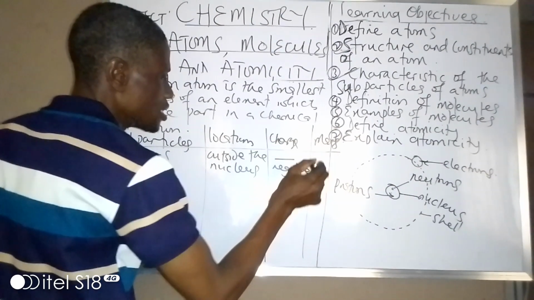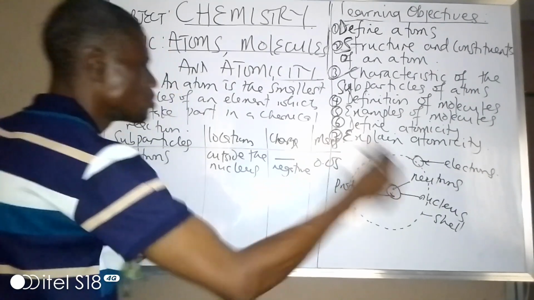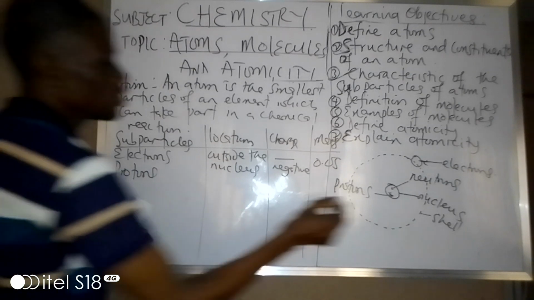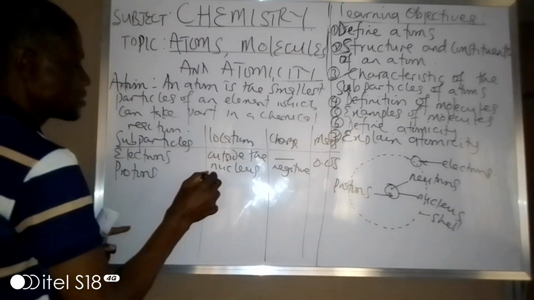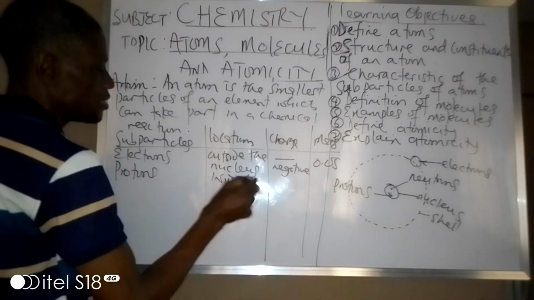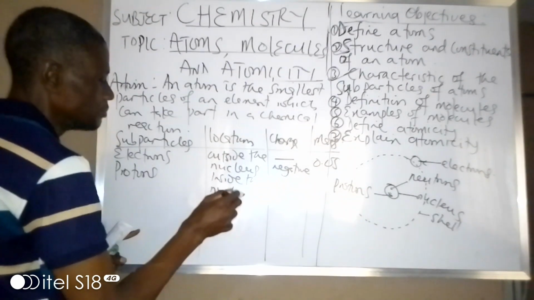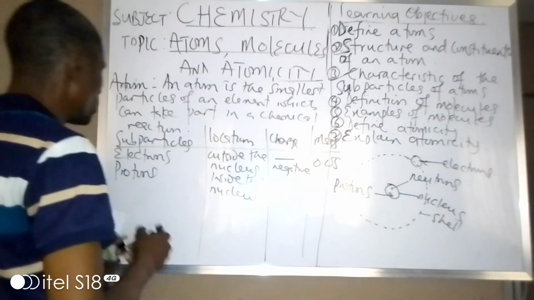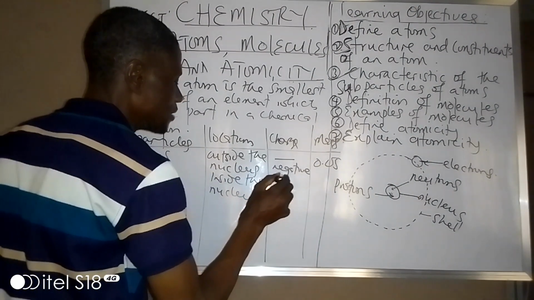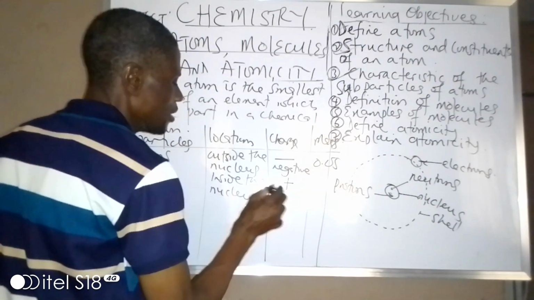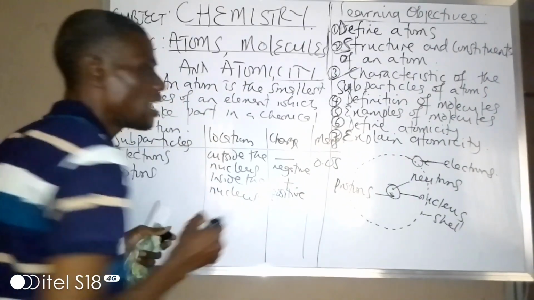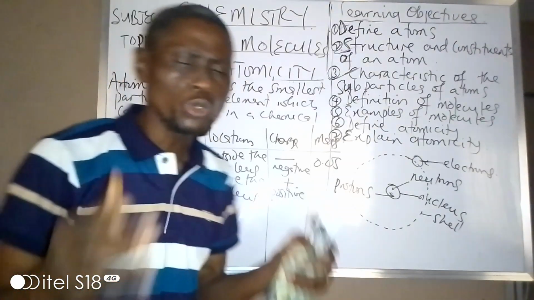Okay? The mass is 0.05. Very small. Followed by what? Protons. See the proton inside the nucleus. Okay? And the charge of the protons is positive. That one is plus, positive. That is why they normally say an atom is electrically neutral.